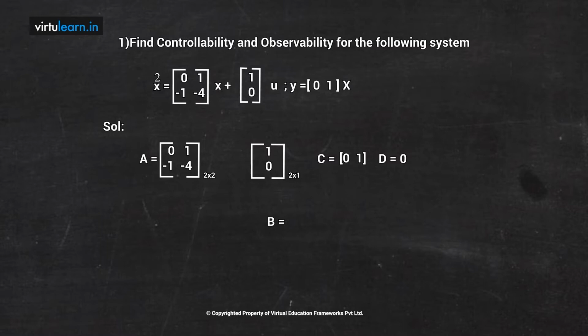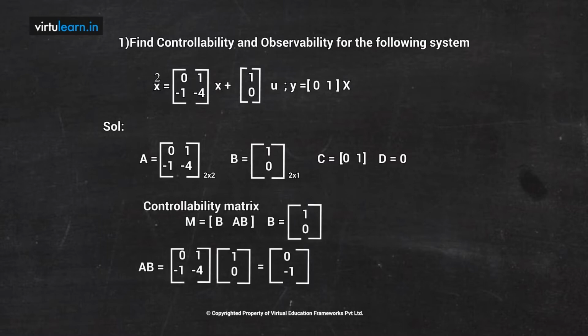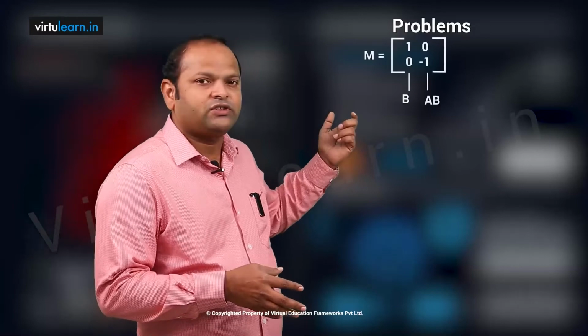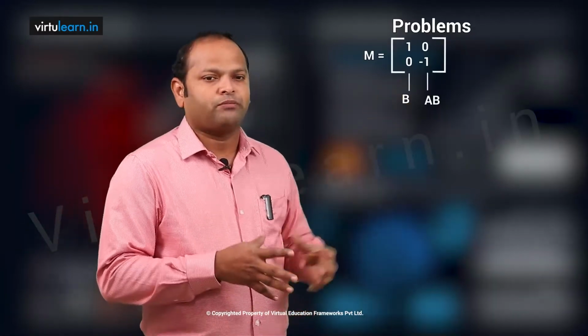So for that, let us write the controllability matrix. We know M is equal to [B, AB], because it's a second order system, you will be getting only two terms here. So B we know is [1; 0], then we have AB, we can multiply A and B, that results in [0; -1]. Now we can write the matrix M, which results in [1, 0; 0, -1].